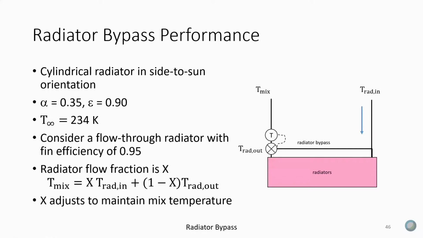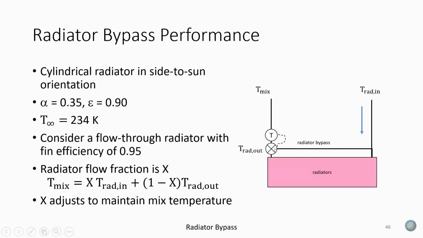Talk about a two-loop system with a constant 4 degrees C interchanger LMTD. Let's just run through the performance here on how the radiator bypass works. So, cylindrical radiator, again, same optical properties we had before, T infinity of 234. Now we're going to have a fin efficiency of 0.95, like I was saying earlier.